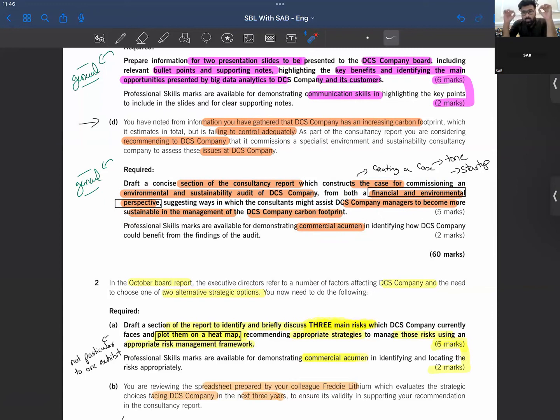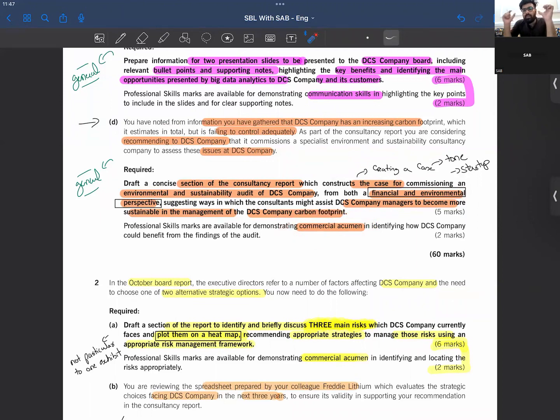This question is basically saying that you are going to build up a case for DCS company, that it needs consultants who will help them control their environmental carbon footprint and commission a sustainability audit, which will give them financial and environmental perspectives. So you are going to create a case for the consultants to be hired at DCS and that it's going to be benefiting them. And creating such a case requires commercial acumen.